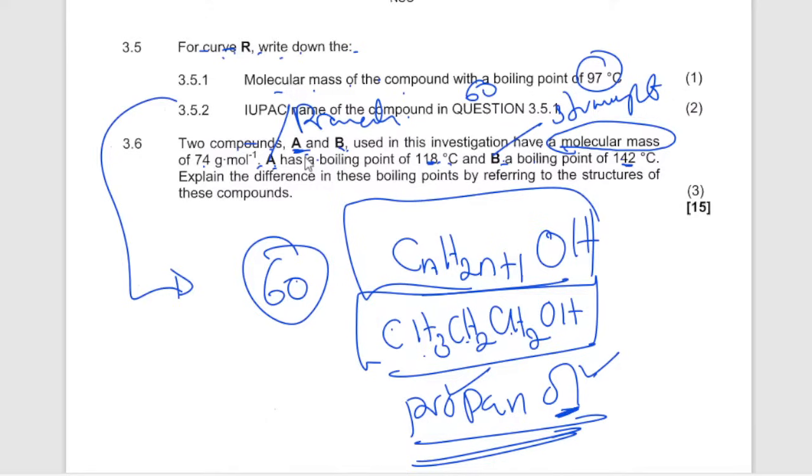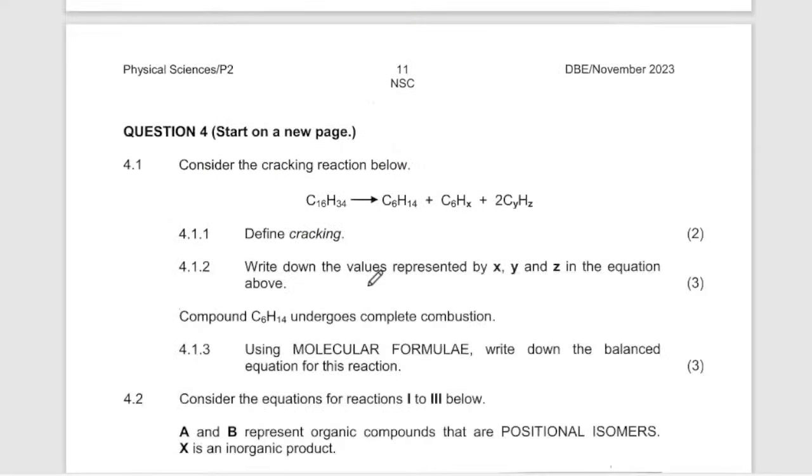So when you're explaining this, you're supposed to explain using the size and how this size accommodates the bonds, the polarity, and then how much heat you need to break these bonds compared to the other one, and then you are able to get those 3 marks. Then we go to question 4.